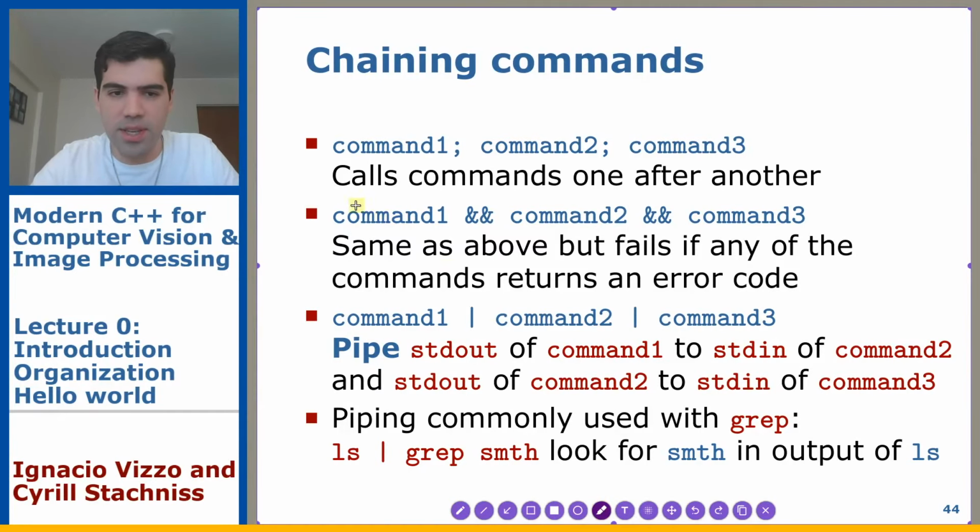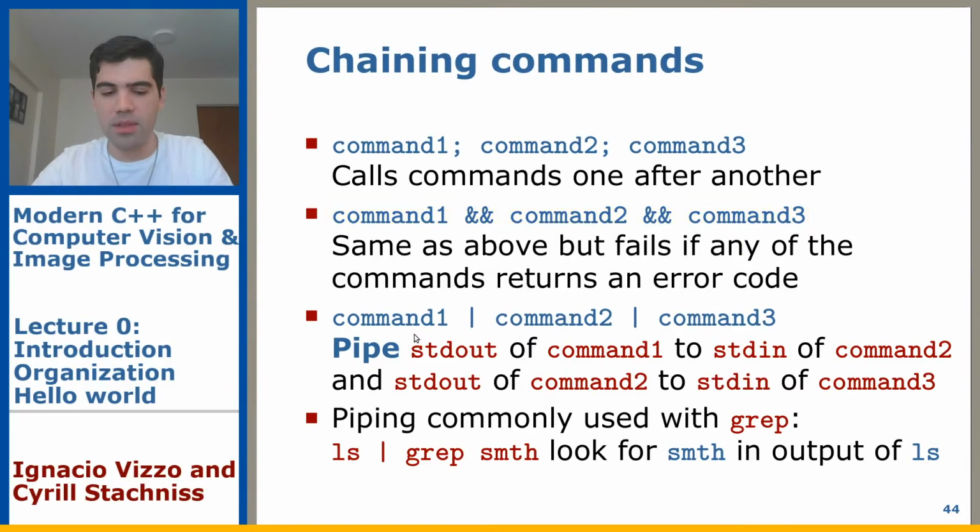Then this other syntax that is actually super useful is the double ampersand. It basically runs command 1 and then runs command 2 if the first command succeeded. What is the meaning of this? If command 1 gives you an error, then you will abort the complete thing.